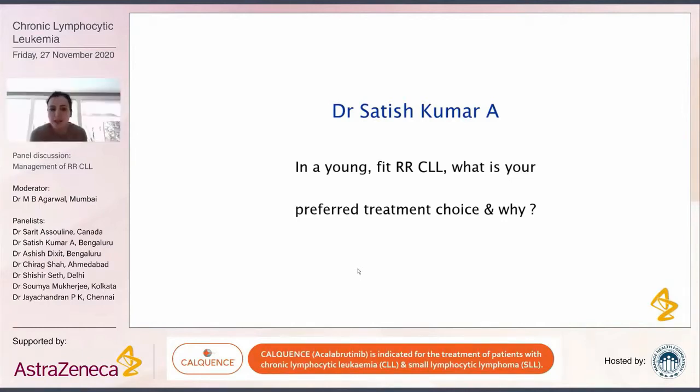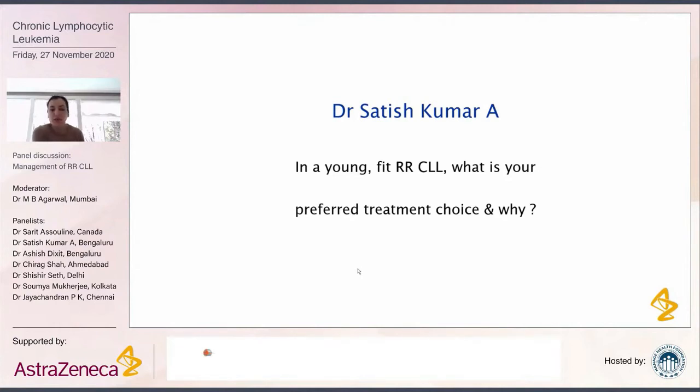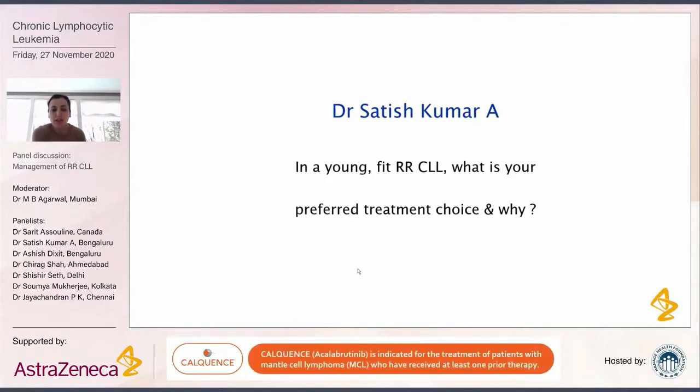No, I agree. There's not much more to say. A young patient with relapsed refractory CLL has a potential for a long life ahead of them, and so you do want to select the best therapy to give the longest progression-free and overall survival. And it is a challenge. I mean, our drugs are so effective, but they have their limitations. Transplant has to be considered.